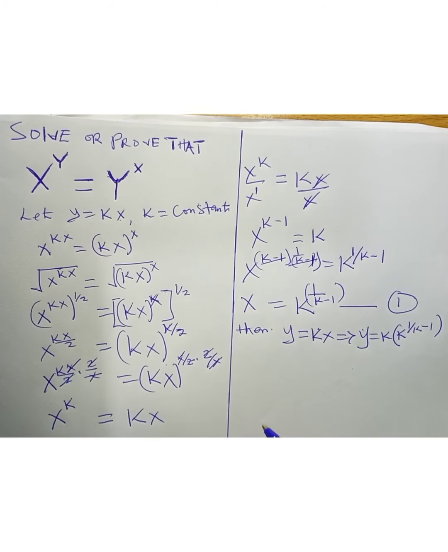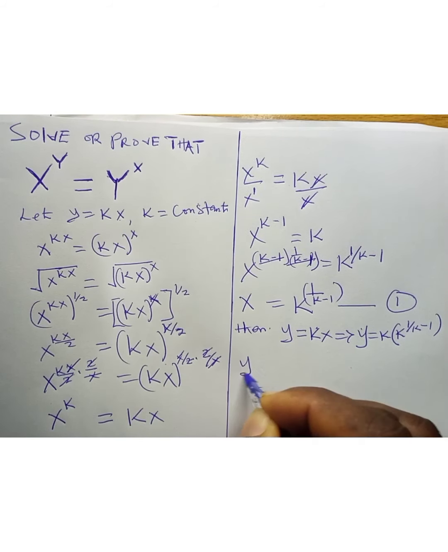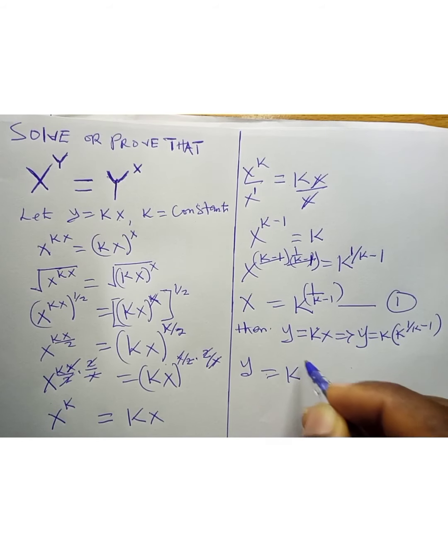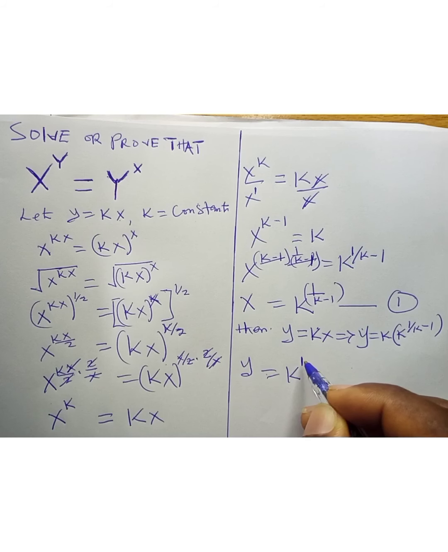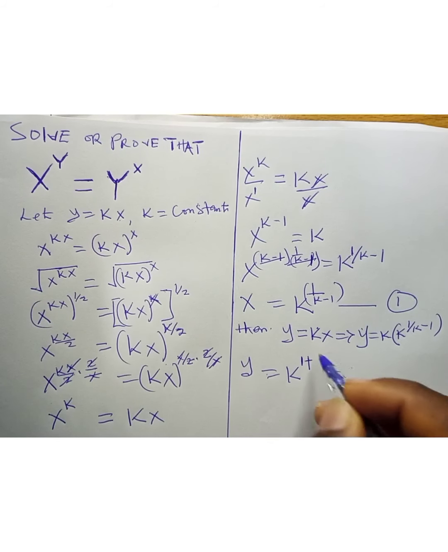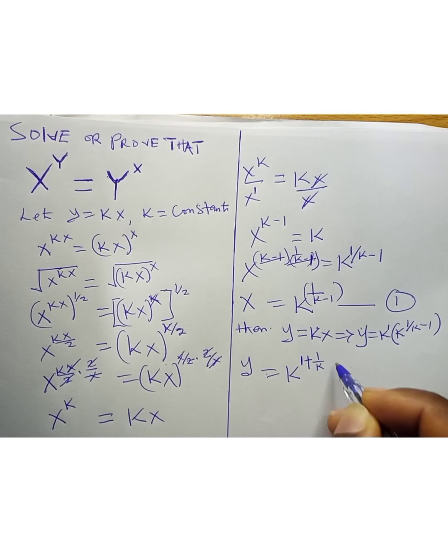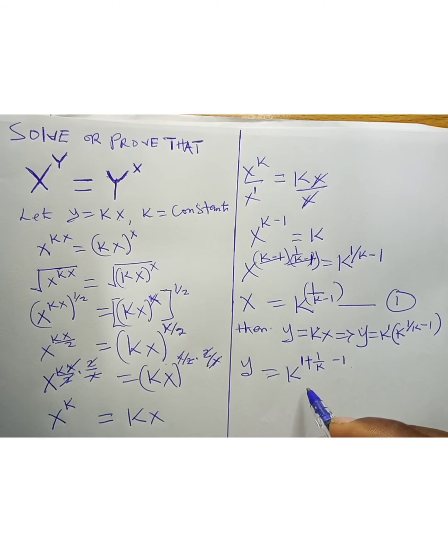That is what we have, minus 1. So if that becomes the case, it therefore means that y is equal to k raised to power 1 plus 1 over k minus 1, because the power here is 1 plus 1 over k minus 1. So that is what we have there.